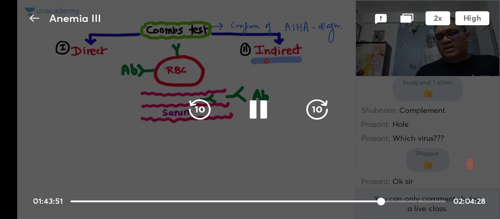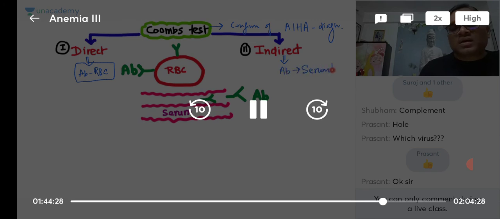And when you find antibody in the serum, indirectly, it is the indirect test. So now you understood how the question will be asked. In the direct Coombs test, antibodies are present on the RBC surface. That is the important thing you have to remember. In the indirect Coombs test, antibodies are present in the serum. That is how the question was asked in DNB 2015, so that is why I wanted to tell you. Direct on the surface of the RBC, indirect in the serum.